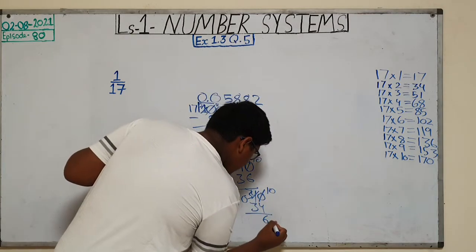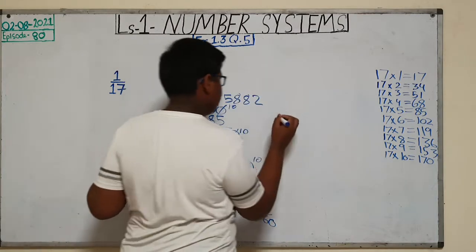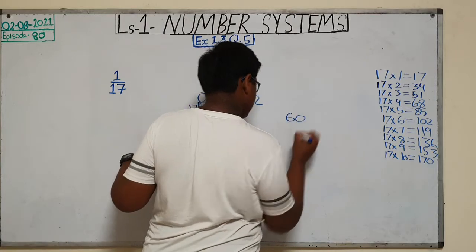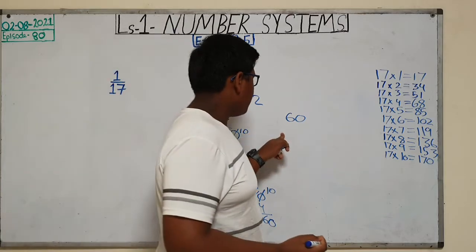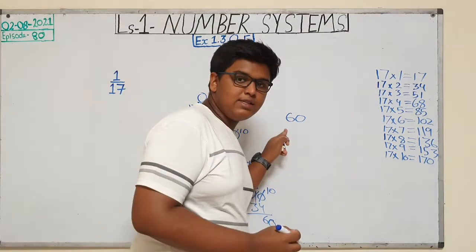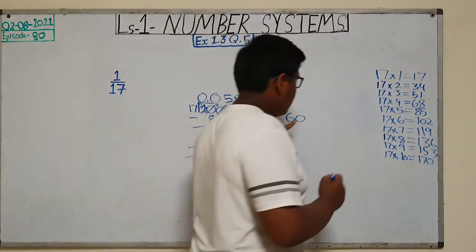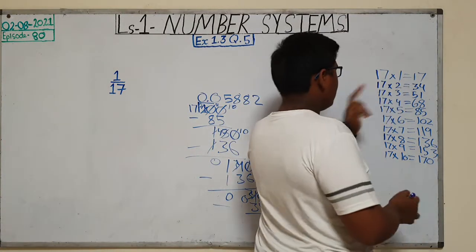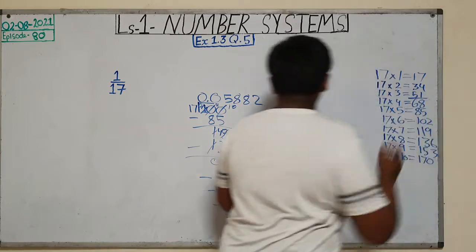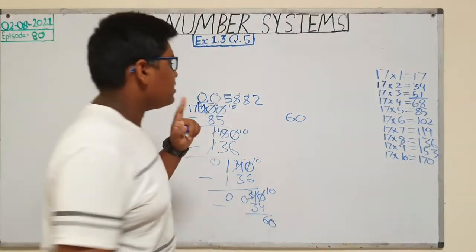Now we have 6 over here, so let's add a 0 and continue. 60. Now let's check which multiple is less than 60 or exactly 60. 17 ones are 17, 17 twos are 34, 17 threes are 51. So we have 51 over here, so we can take 3.